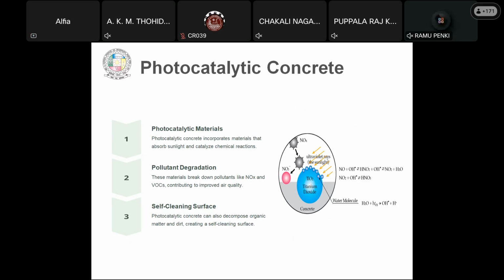So these materials, when exposed to sunlight, generate reactive oxygen species that can break down various pollutants such as nitrogen oxides, volatile organic compounds and particulate matter, ultimately improving the air quality. This photocatalytic concrete can also decompose organic matter and dirt, creating a self-cleaning surface.